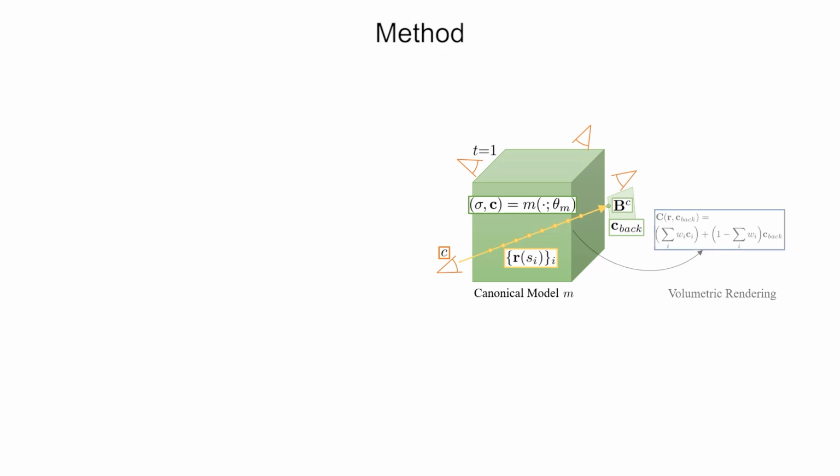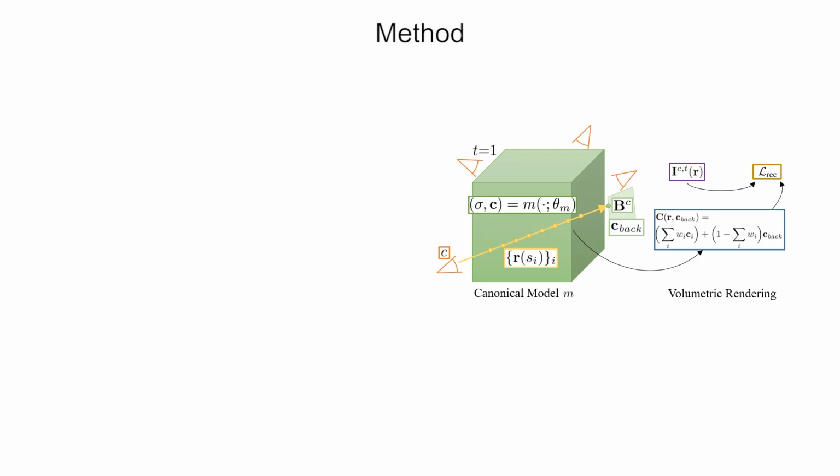We volumetrically encode the geometry sigma and the appearance C in a static canonical model. We construct this canonical model from the multi-view input images from time t=1. To render the model into 2D, we shoot a ray R from camera C into the scene and sample random points on it. To focus on the dynamic foreground, we add the static background image to the end of the ray. We then use NeRF-style volumetric rendering to obtain the ray color.